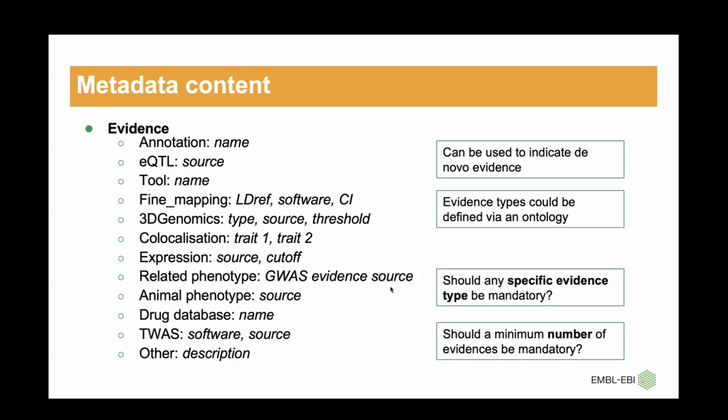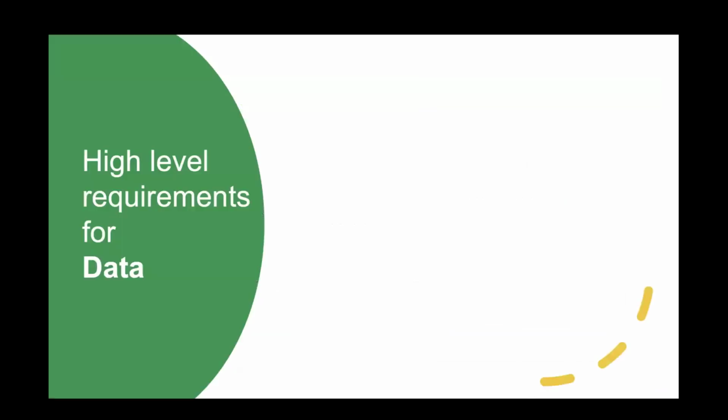And then the second question: should we define a minimum number of evidence sources? So, for example, do we call it an effector gene list if they've only included one evidence source or two evidence sources, or do we really want to say no, this needs to be a certain number before we trust it?